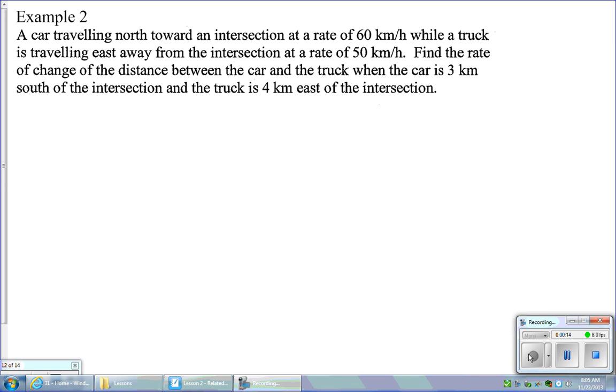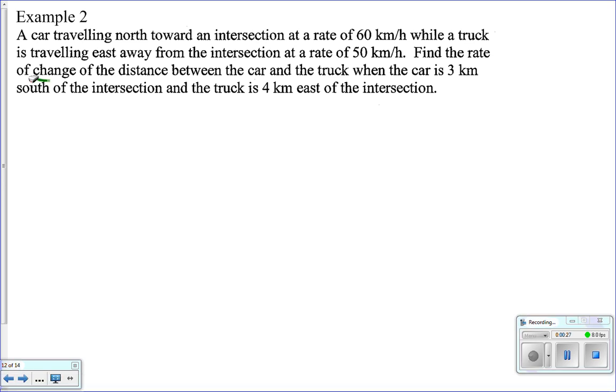We have a car traveling north toward an intersection at a rate of 60 kilometers per hour, while a truck is traveling east away from the intersection at a rate of 50 kilometers per hour. Okay, so find the rate of change of the distance between the car and the truck when the car is 3 kilometers south of the intersection and the truck is 4 kilometers east of the intersection. So we are working with direction here.